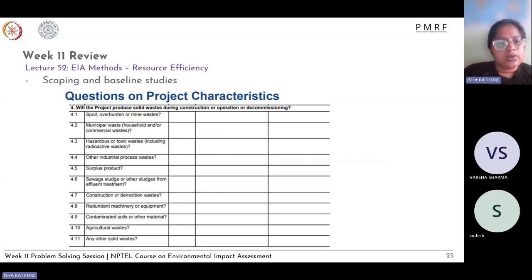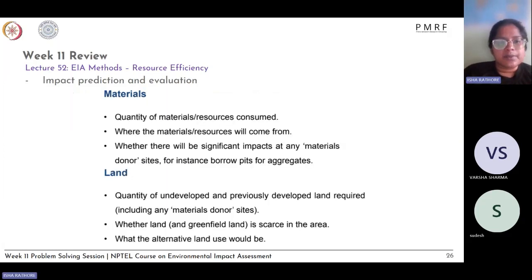Then you look up at how the project will produce solid waste during construction, operation or decommissioning. So what kind of waste will be generated out of using these inputs or materials. At different stages you will have different materials being used, so different inputs and different waste being generated. So you look at all of these to get a better understanding of what is coming in and what is going out.